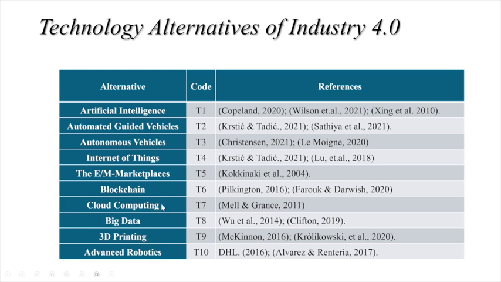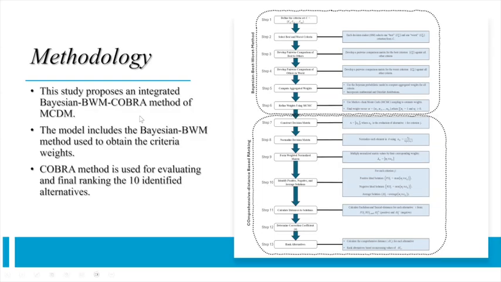So now what we have to find out, using the 16 criteria and looking at the 10 different technological alternatives, is which is the best technology that can be utilized and that could be helpful in decision making. So what we did is we combined the Bayesian best worst method. These are done in 6 steps.